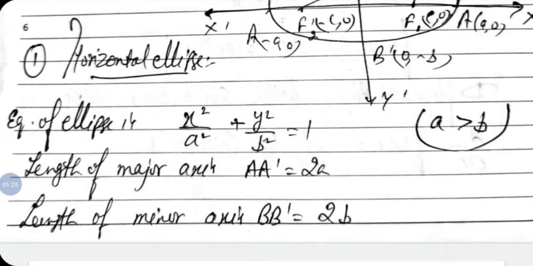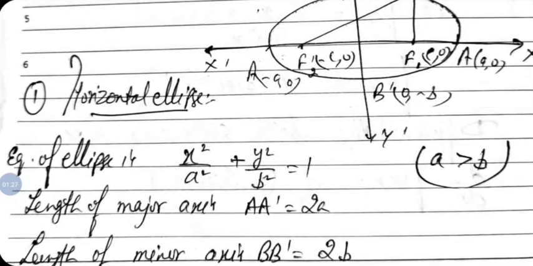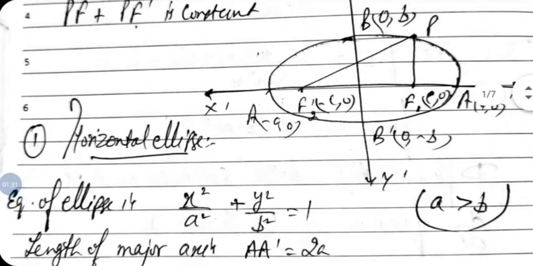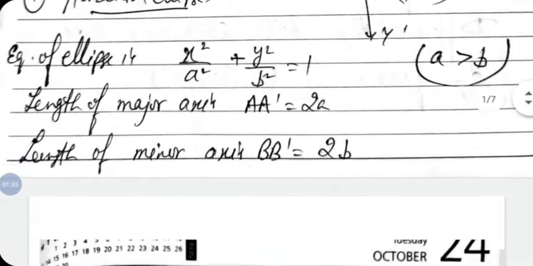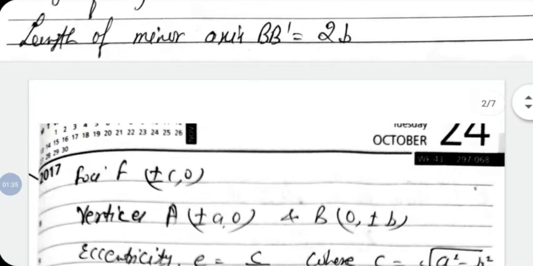So the length of the major axis is known as AA dash, which is equal to 2a. The minor axis is known as BB dash, which is equal to 2b. Then the foci are given by plus minus (c, 0), where it is foci because there are two focus. The plural form of focus is foci. Vertices are plus minus (a, 0) and (0, plus minus b).